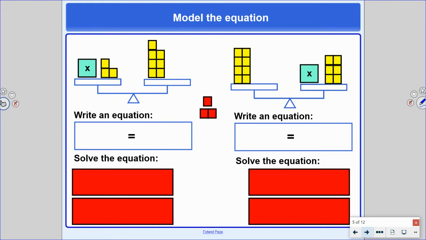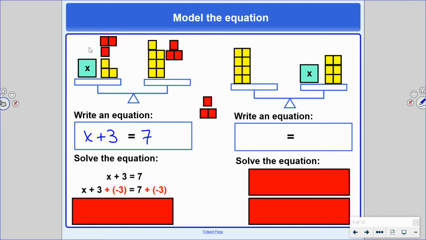First, we're going to be asked to write an equation given the model. On this side, I see an x, I see 3, and those 3 are positives. And over here, I see 1, 2, 3, 4, 5, 6, and 7. Now, how are we going to get rid of those 3 positives? By putting 3 more negatives on there. Of course, that's not fair to do to one side, so let's do it to both sides. 3 negatives on the left, 3 negatives on the right. How would we write that with numbers and symbols? By adding 3 negatives on the left and adding 3 negatives on the right.